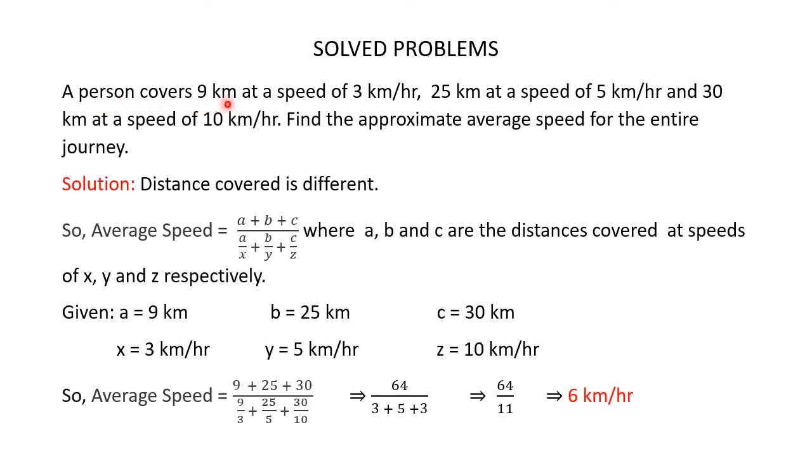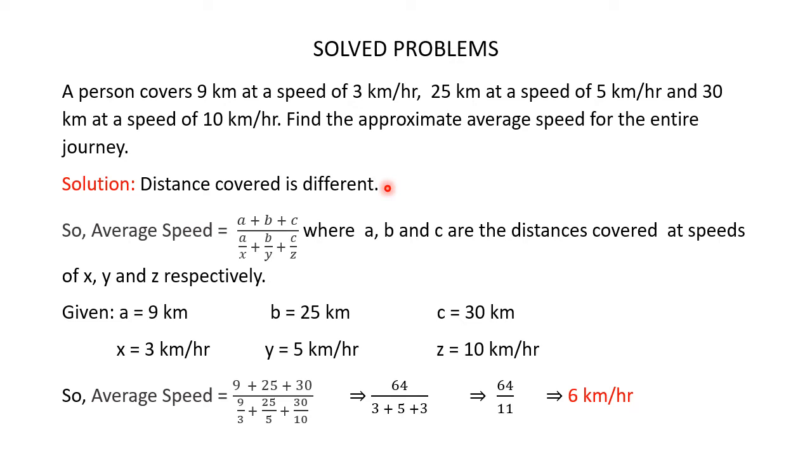A person covers 9 kilometers at a speed of 3 kilometers per hour, 25 kilometers at a speed of 5 kilometers per hour, and 30 kilometers at a speed of 10 kilometers per hour. Find the approximate average speed for the entire journey. Now here you can see that the person covers 9 kilometers, then 25 kilometers, and then 30 kilometers. So the distance covered is different.